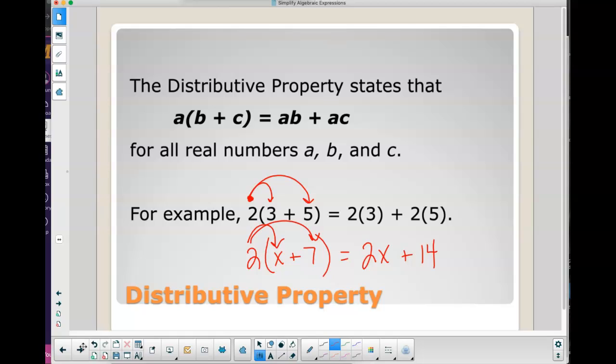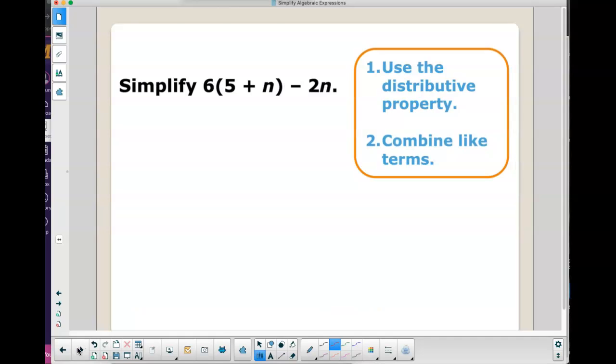Okay. Now, in algebra, parentheses really aren't our friends, so we need to get rid of parentheses because they get in the way. Okay, and distributive property allows us to get rid of those parentheses. So anytime we see parentheses, we have to use the distributive property first. And then we're going to combine like terms. Okay? So let's look at this one. So use the distributive property first.